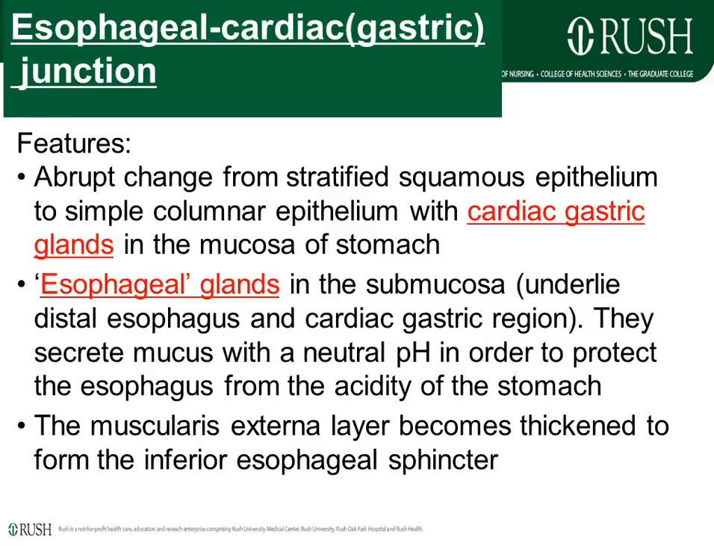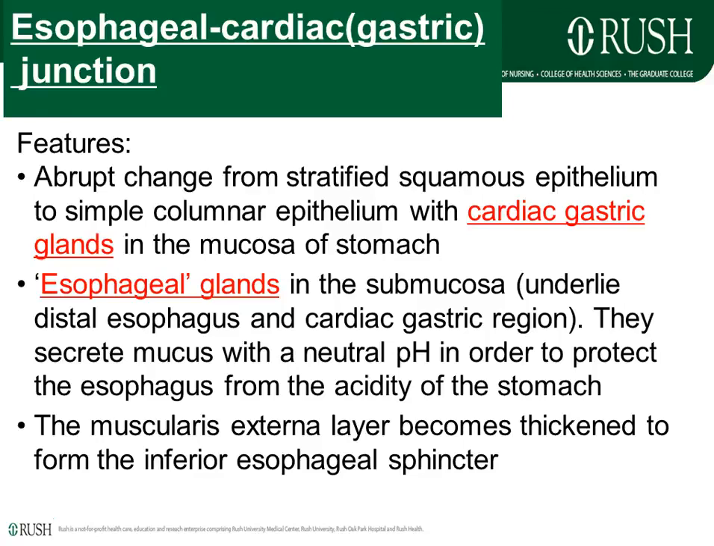There are also two sets of glands here. The first being a mucosal gland. That means it's directly connected to the mucosal layer, and those are gastric glands of the cardiac region, therefore called cardiac gastric glands. Underlying that, there's specialized glands in the submucosa, which we're going to call esophageal glands.